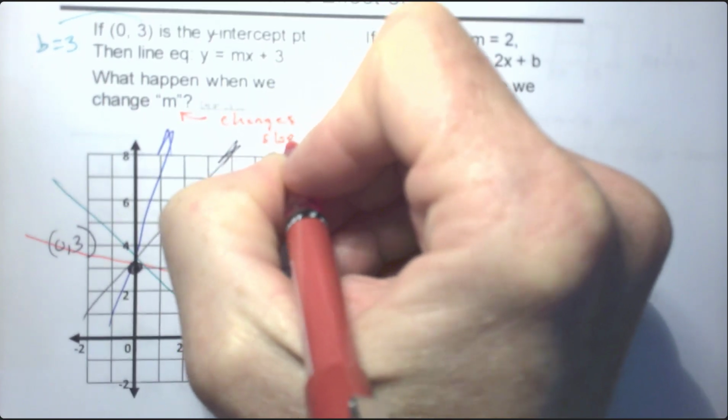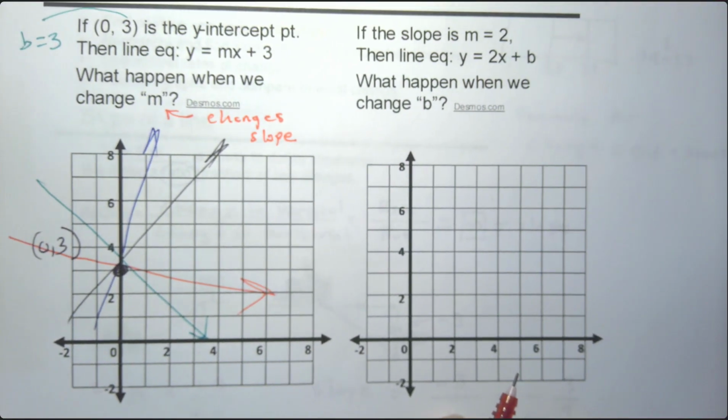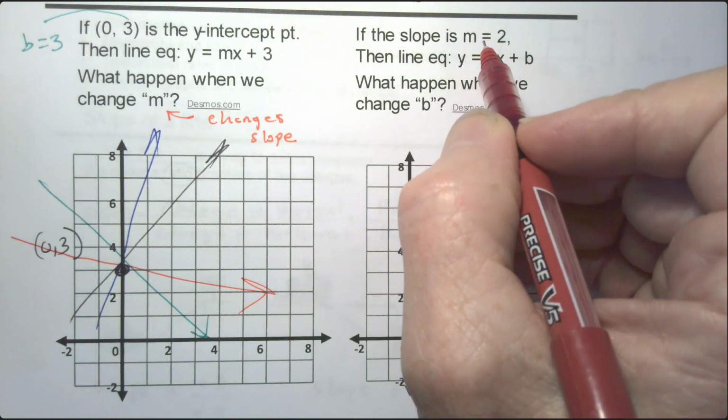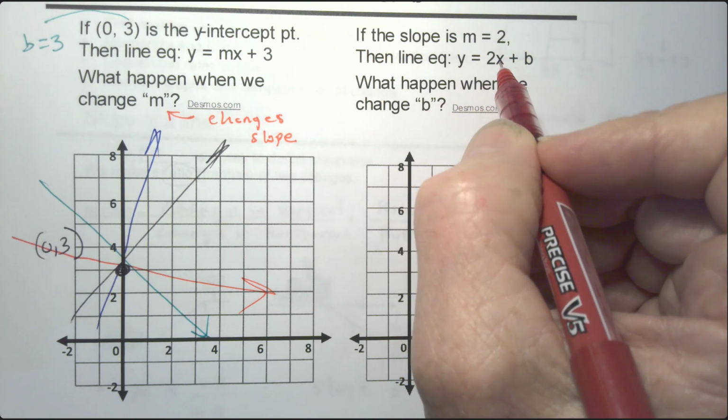Okay, now I'm going to do a similar experiment. This time, I'm not going to change the slope. The slope is stuck at 2, so m equals 2x.